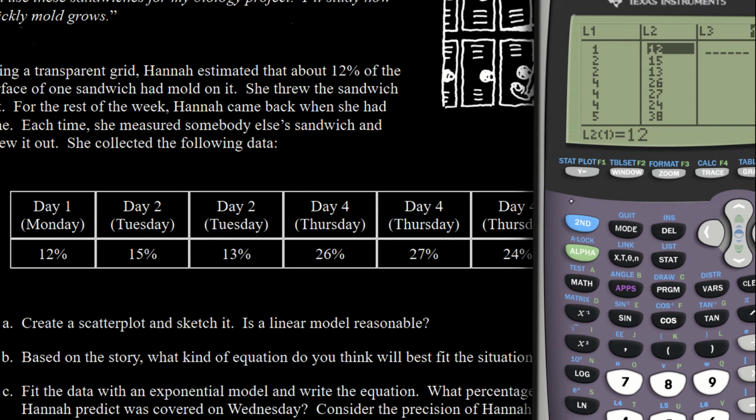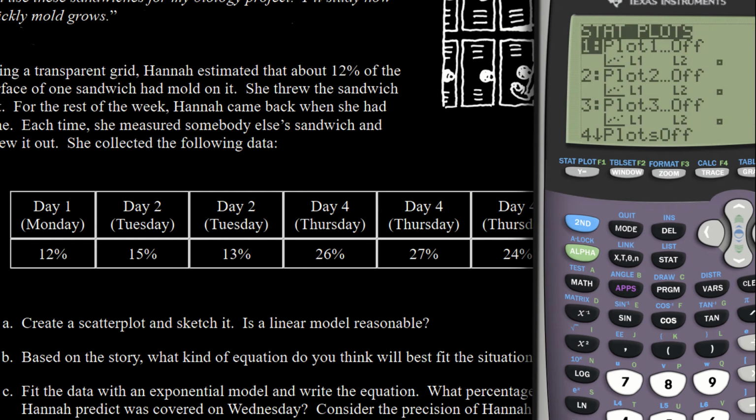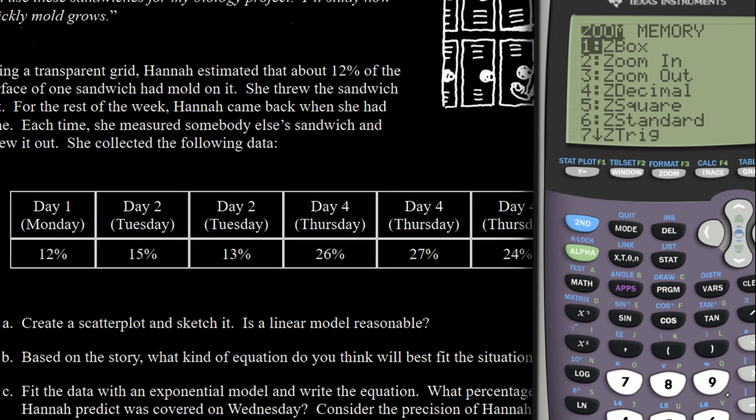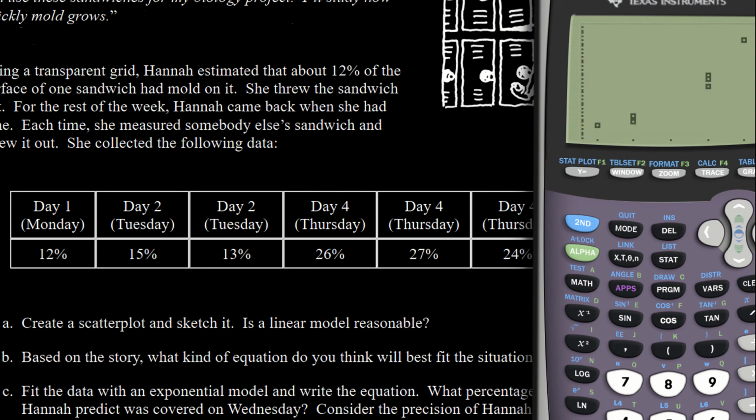It's been a while since I've done it. I'm going to hit second, stat plot. I'm going to turn this plot on. It's a scatter plot. My data is stored in list 1 for x's, list 2 for y's. And I'll put this dot here. The other thing I'm going to do is hit zoom, and what is it? I think it's zoom stats. It's pretty far down here. Yeah, zoom 9, zoom stats, and there's our data, right?